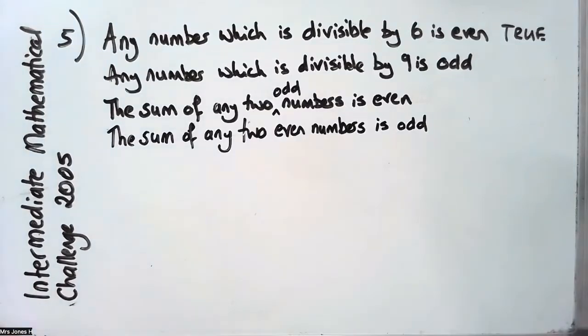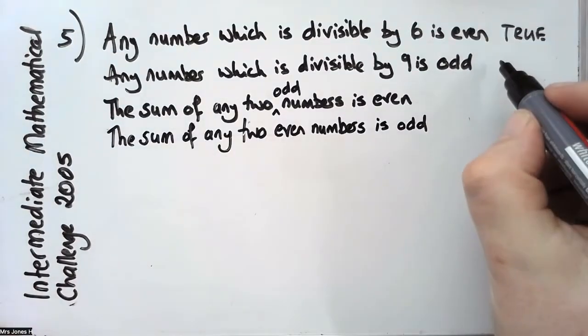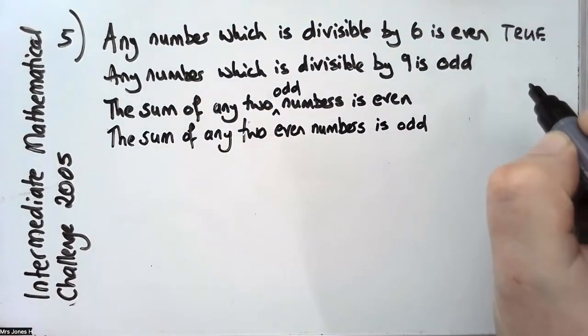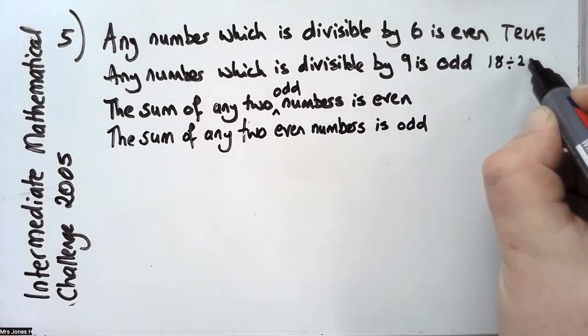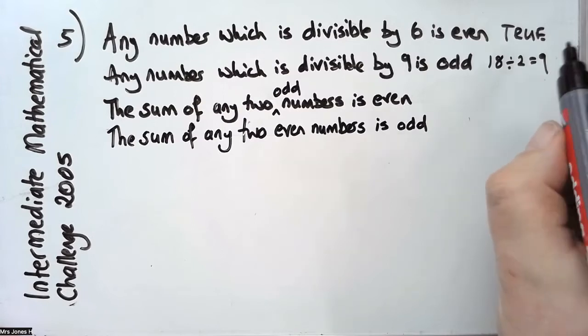Any number which is divisible by 9 is odd. See if you can find an example to disprove this one. And therefore this is false.